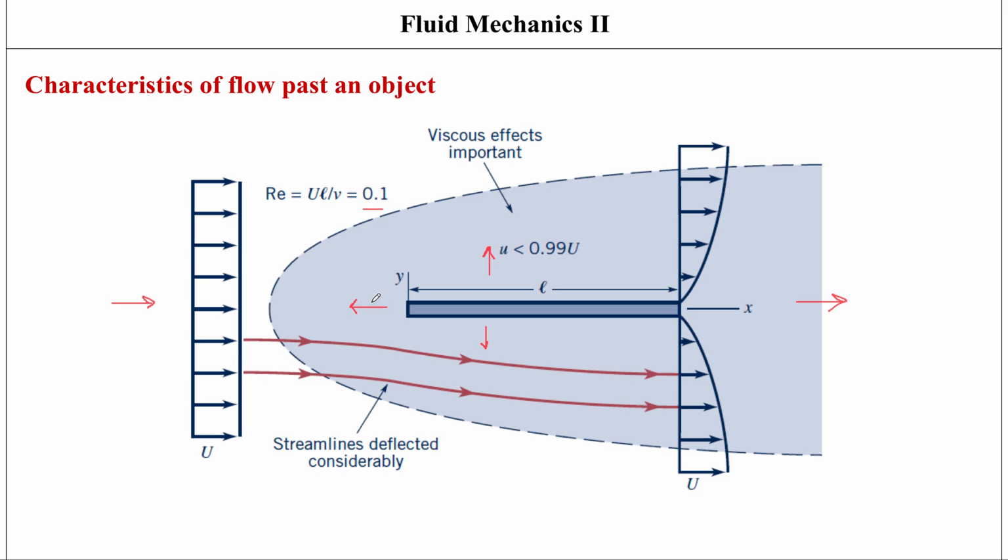And what that means is that in low Reynolds number flows, the viscous effects are not only felt close to the object, but they're also felt far away from the object in all directions. Okay, so that is just one thing to see.